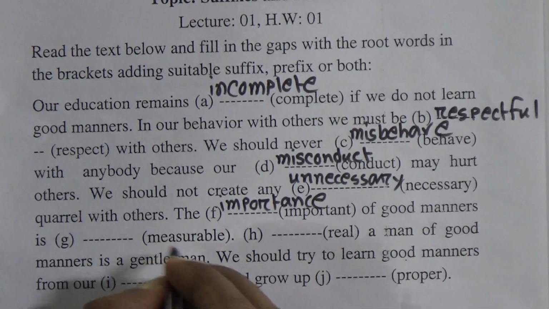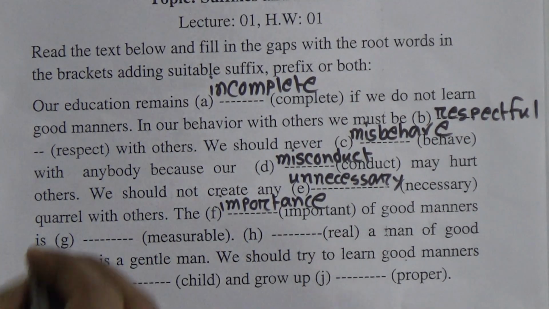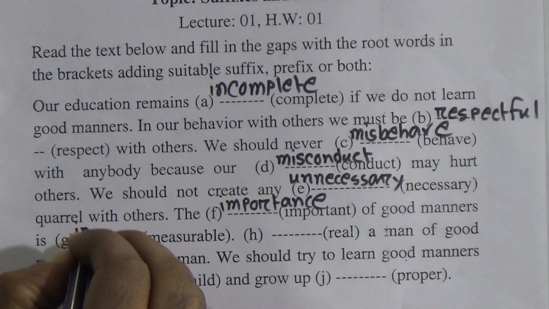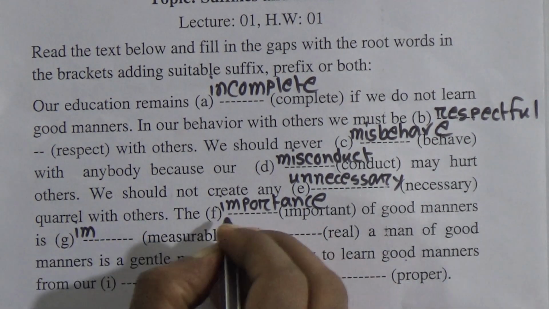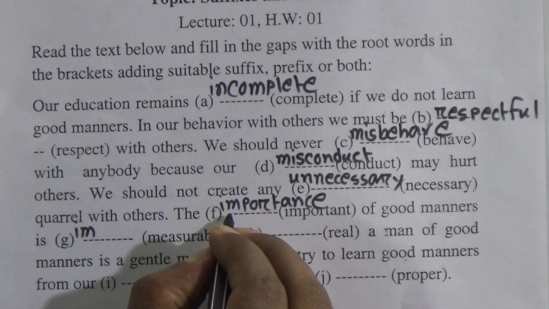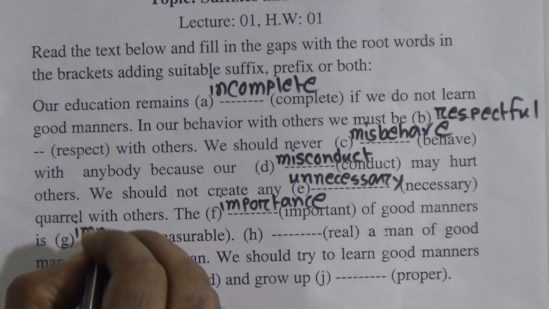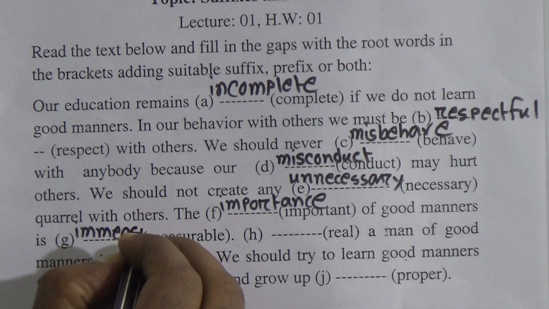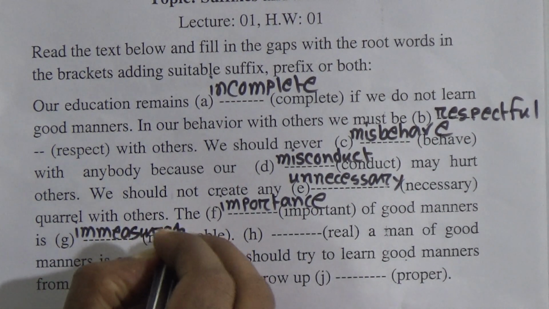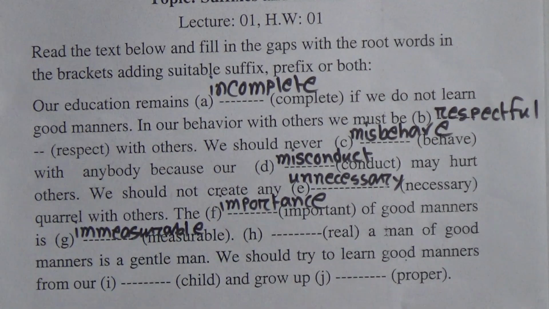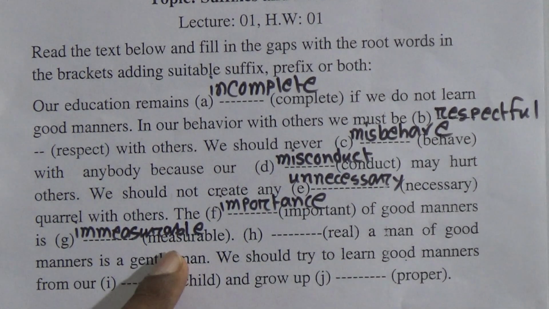Is, it will be measurable. It is immeasurable. Then measurable. Here im is an example of a prefix. Here also, immeasurable. Only you will add im with the given word, then it will be immeasurable.